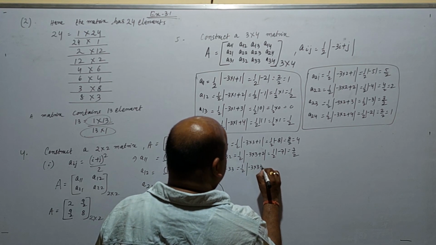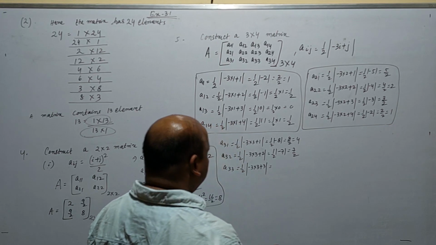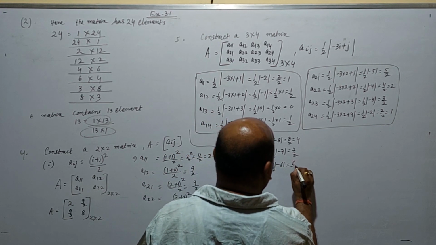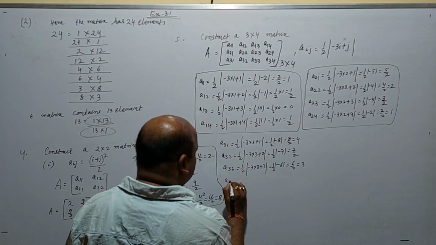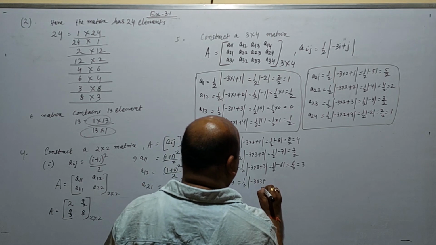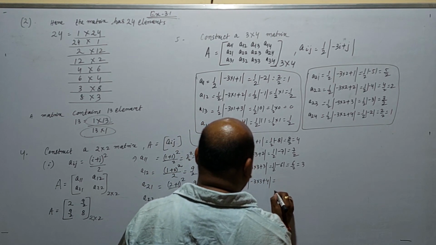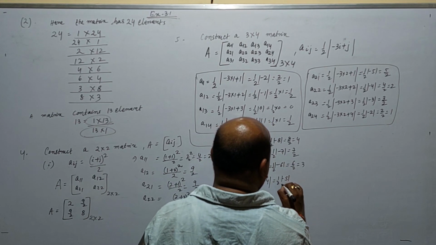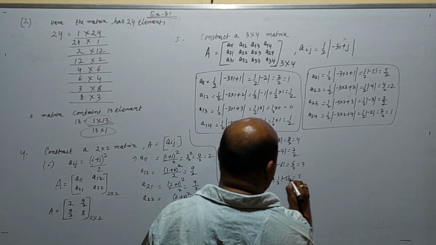3 plus 3. It is minus 9 plus 3, minus 6. Minus 6 modulus is 6 by 2, equal to 3. Then for the second element, half into minus 3 into 3 plus 4. So it is minus 9 plus 4, minus 5. Minus 5 modulus value is equal to 5 by 2.